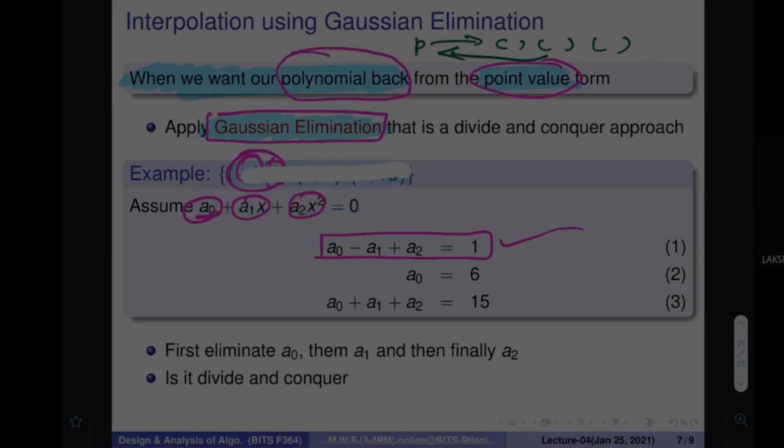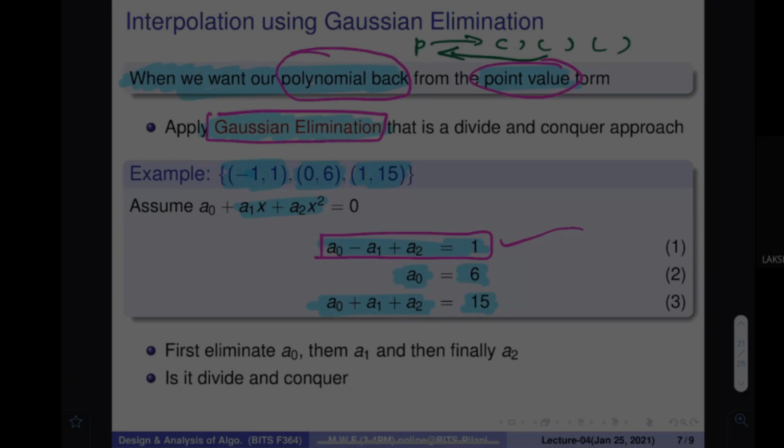Anybody have any issue? Use this point to write this expression. Is it fine? Yes or no? Akshat, is it fine? Yes. So use the second one, 0, 6. At 0, you know that these terms go away. So you can say that a0 is equal to 6. Okay, fine. Then for 1, the answer is 15. It is a0 plus a1 plus a2 is equal to 15.